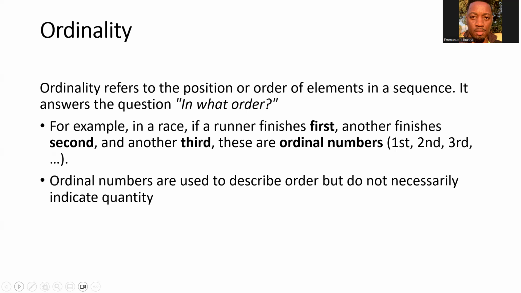On the other hand, ordinality refers to the position or order of elements in a sequence. It answers the question, in what order? For example, in a race, if one runner finishes first, another finishes second, another finishes third, these ordinal numbers, first, second, and third, are used to describe the order, but not necessarily to indicate the quantity. It tells you where the position is. This can also be, for example, if there were 5 people and I said, the third one from the left. That's what ordinality is all about.